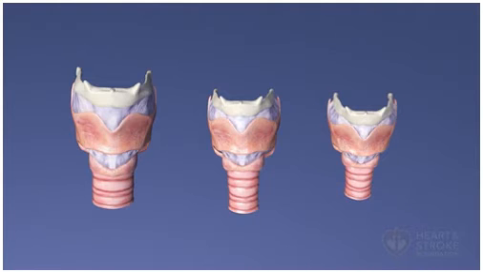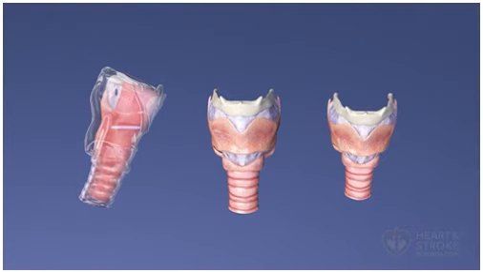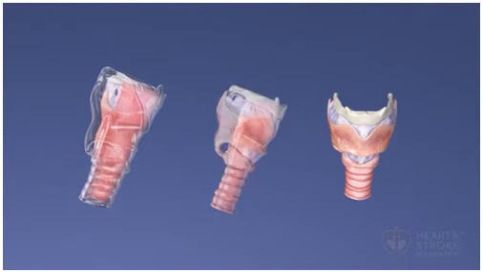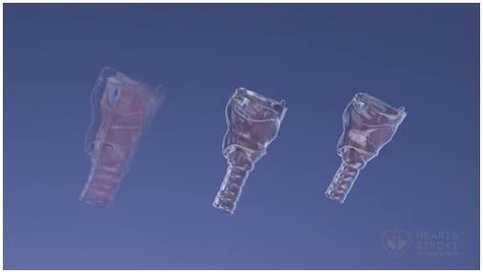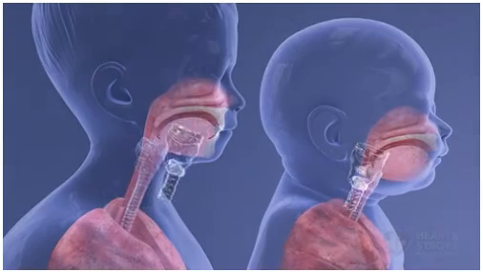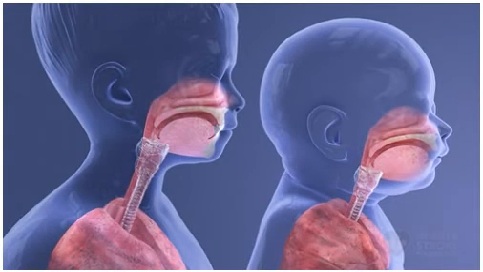The adult larynx is cylindrical, with the narrowest opening at the level of the vocal cords. In contrast, the larynx of infants and young children is funnel-shaped. The airway continues to taper below the vocal cords to the cricoid cartilage, which is the narrowest point of the airway, and it creates a non-distensible ring around the airway.